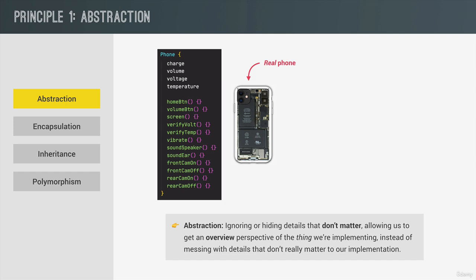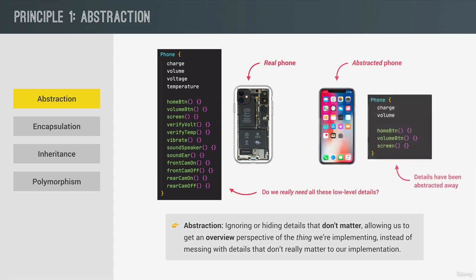But as a user interacting with a phone, do we really need all of this detail? Well, I guess not, right? So in reality, when we interact with a real phone, all of these details have been abstracted away from us as the user. And all that we're left with is a simple phone that we basically only interact with using the home button, volume buttons, and the screen. Everything else is gone because we simply don't need it as a user.